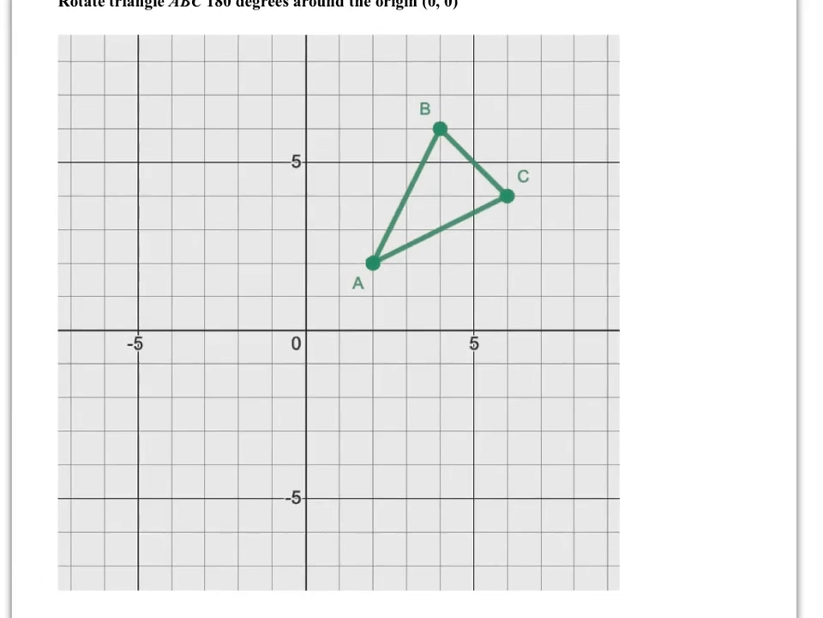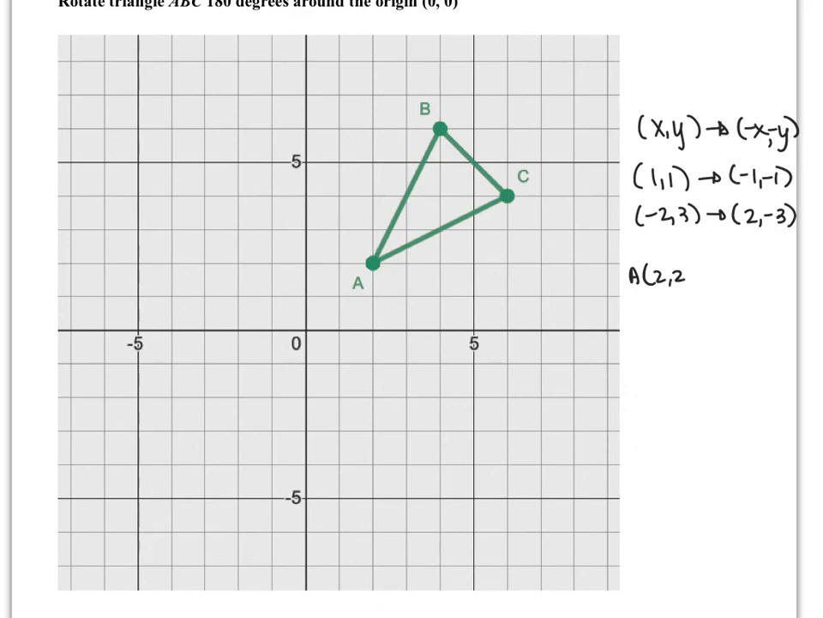The formula for a 180-degree rotation around the origin is to take the coordinates of the pre-image, x, y, and make them into opposite x, opposite y. So if my pre-image coordinates are 1, 1, it would become negative 1, negative 1. Or if my pre-image coordinates were negative 2, 3, it would become 2, negative 3. So whatever these numbers are, we just make them their opposites. If they're positive, make them negative. If they're negative, make them positive.